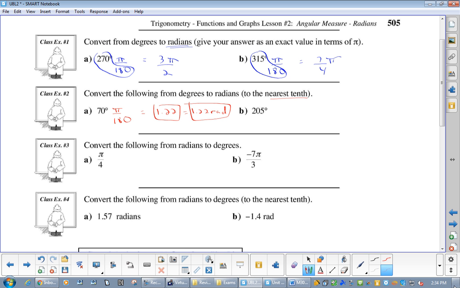Okay? And you could just do B the same way. Just do B quick. See what you get. How many radians? Okay, so what do we get? 3.6 rad. Okay, yep.